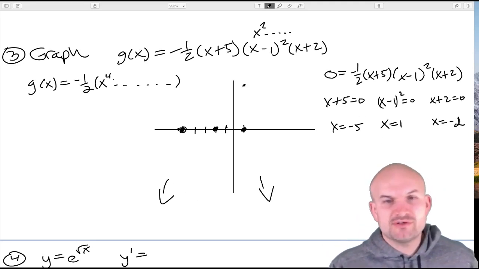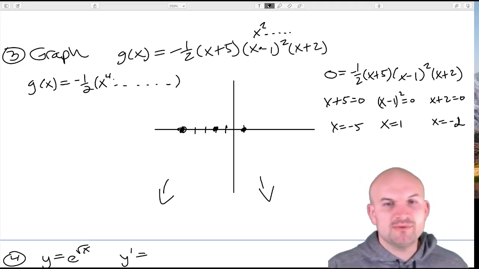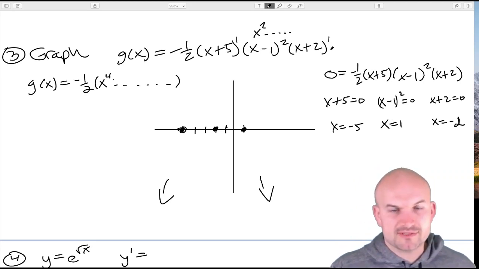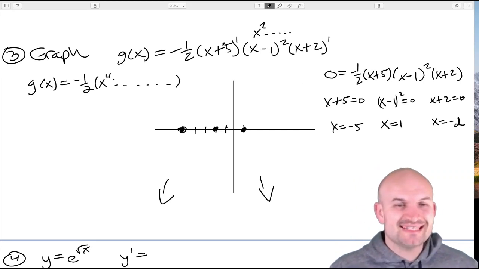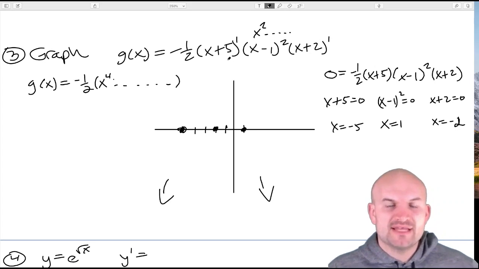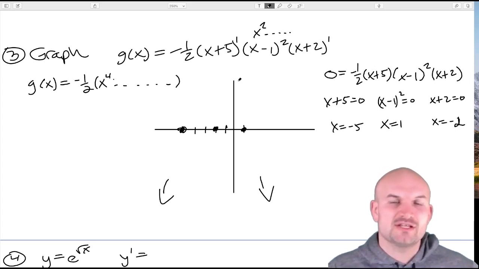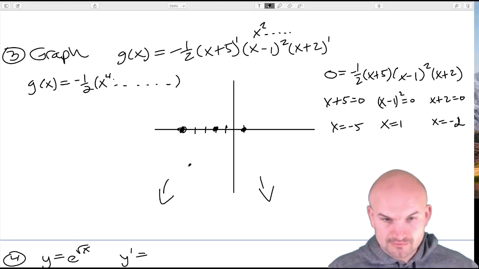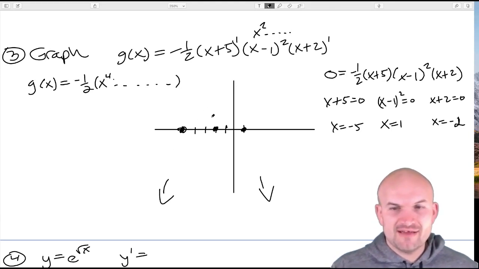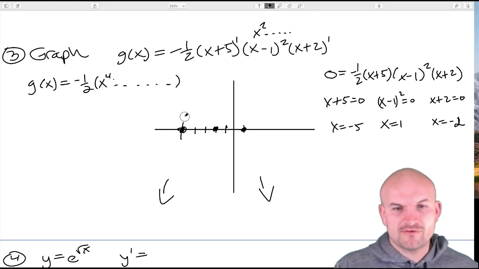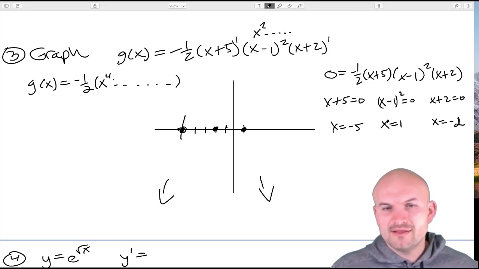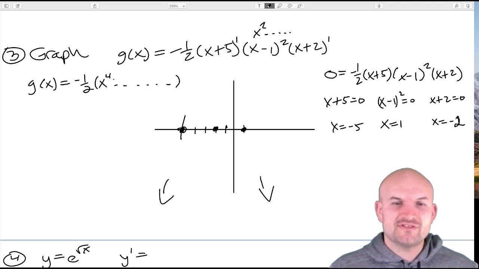The other thing we want to do is look at the multiplicity. The multiplicity is going to be the power of each of our zeros. When our multiplicity is odd, that tells us the graph is going to cross at an x-intercept. And if our multiplicity is even, that tells us the graph is going to bounce. So at -5, you can see that's an odd multiplicity, so the graph crosses. At 1, the graph has an even multiplicity, so it's going to bounce. And then at -2, it is odd.